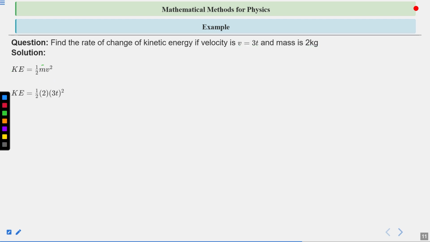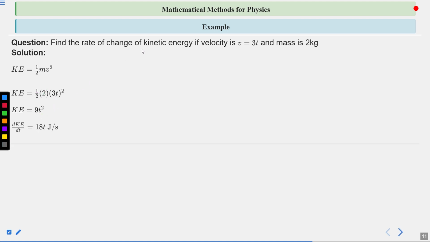So substitute the value of mass and the velocity, and you will get the kinetic energy. So kinetic energy is equal to half, mass is 2 kg and velocity is 3t. So it will be the square of velocity. After solving, you will get the 2 cancels out, and the square of 3t is what? It will be 9t square. Clear?